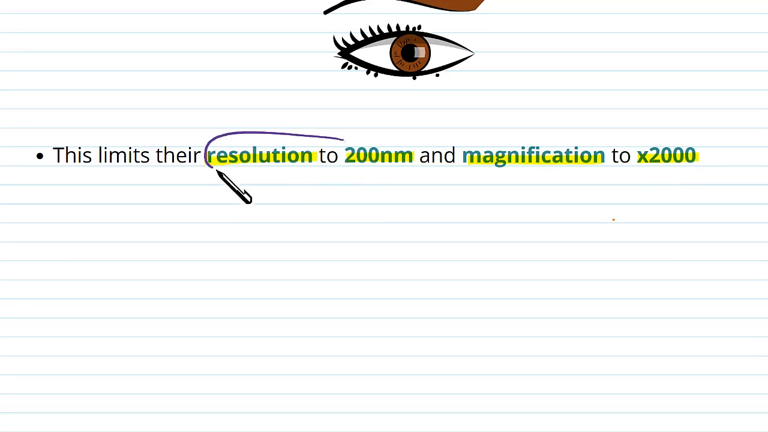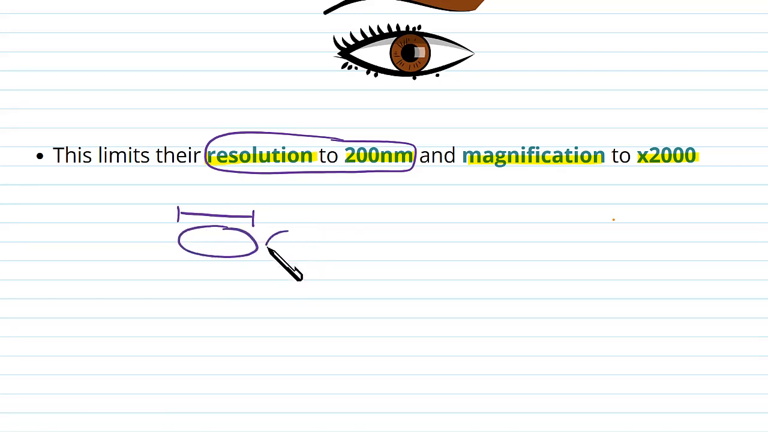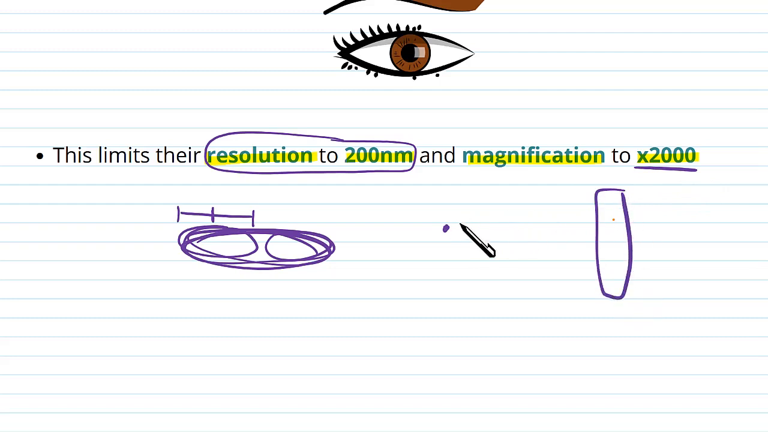A resolution of 200 nanometers means that if we were to look at two objects at a distance of 200 nanometers, we'd be able to tell that they were apart. If we look at anything smaller, like 100 nanometers, we wouldn't be able to tell that they were two objects. It would look like one blurred object. Magnification of times 2000 simply means that the specimen compared to the image is 2000 times smaller. So the image is 2000 times bigger than the real thing.